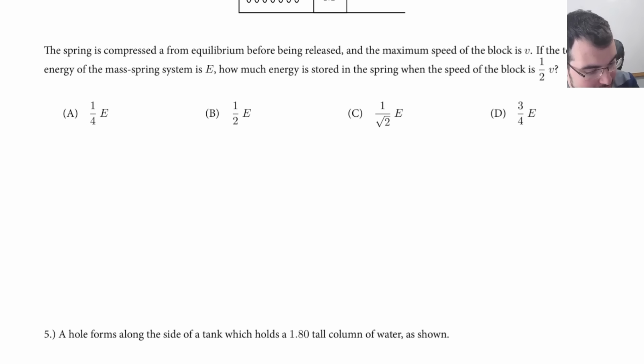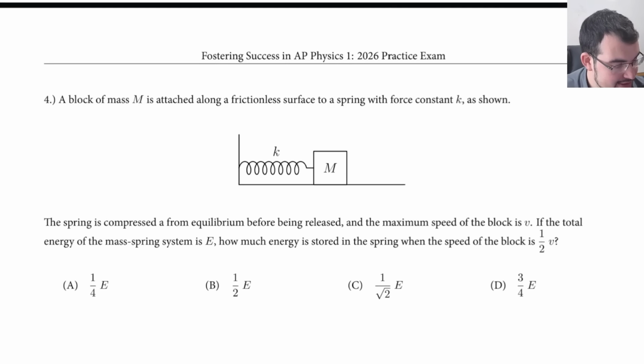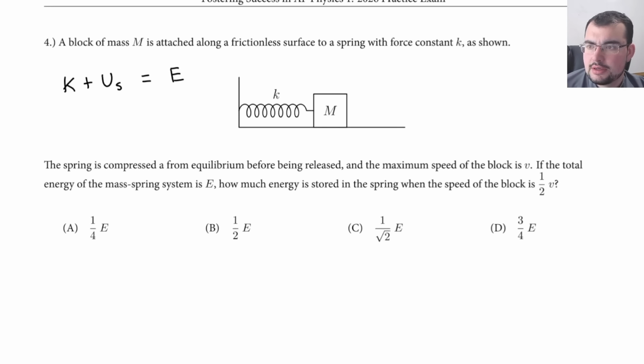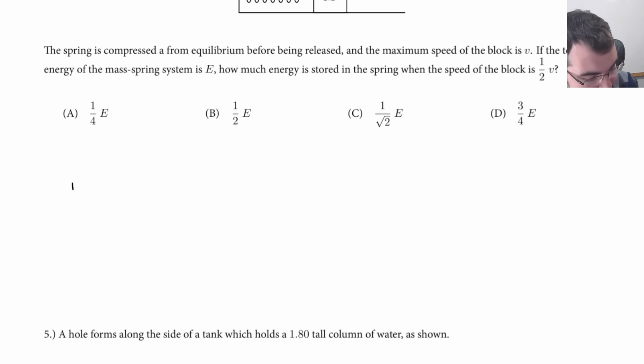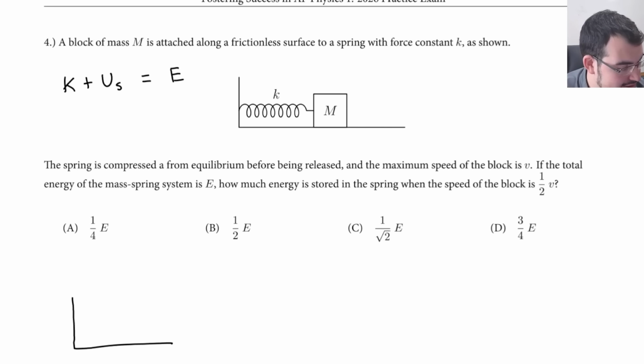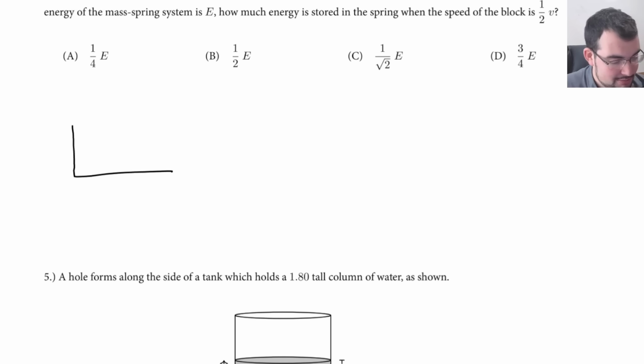I think I'll do it with bar charts first. So what's important to note here is that the kinetic energy plus the potential energy stored in the spring is always going to be this constant E. So what that tells us is that if I draw my bar chart at this moment in time, we know that we're going to get some sort of kinetic energy. But what is kinetic energy? Well, kinetic energy is 1/2 mv squared.